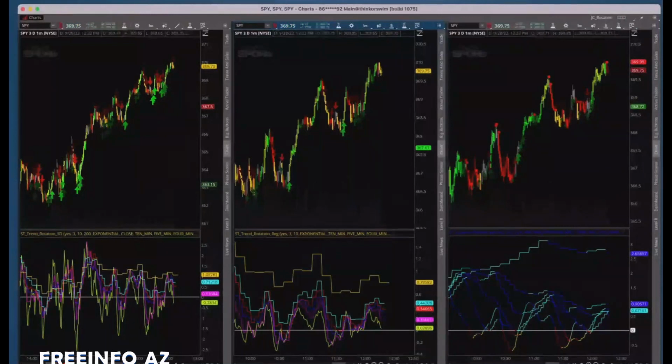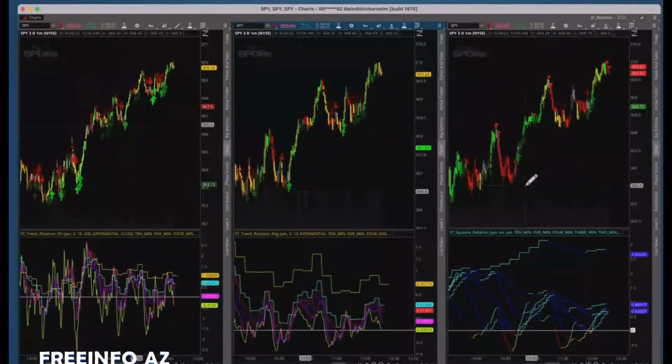Okay, which scenario is best for each rotation study? Matt, I don't think there's such a thing as a best one of the indicators. They're all fine. They show you slightly different things, and as long as you understand the differences, you can use any one of them to execute the trades.